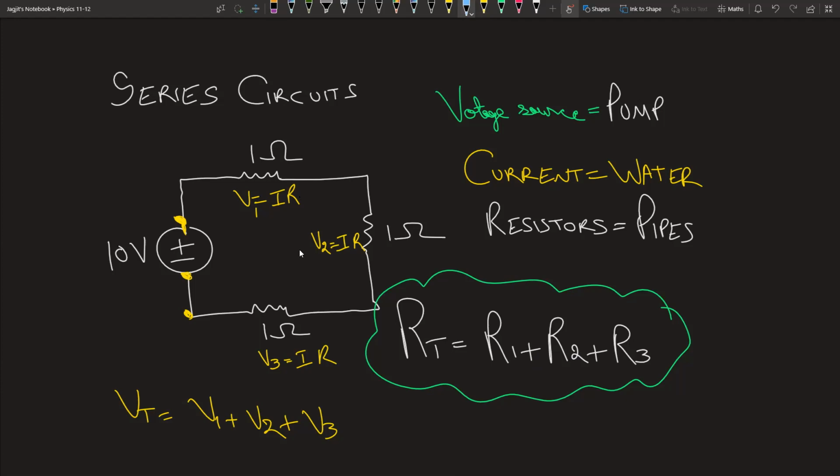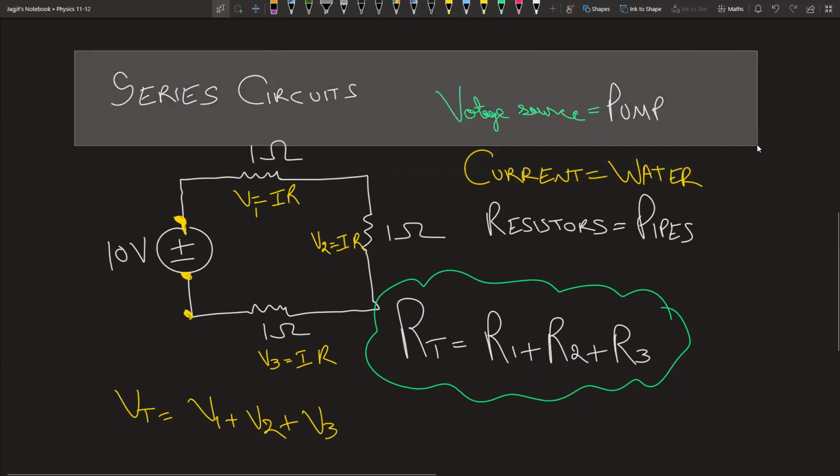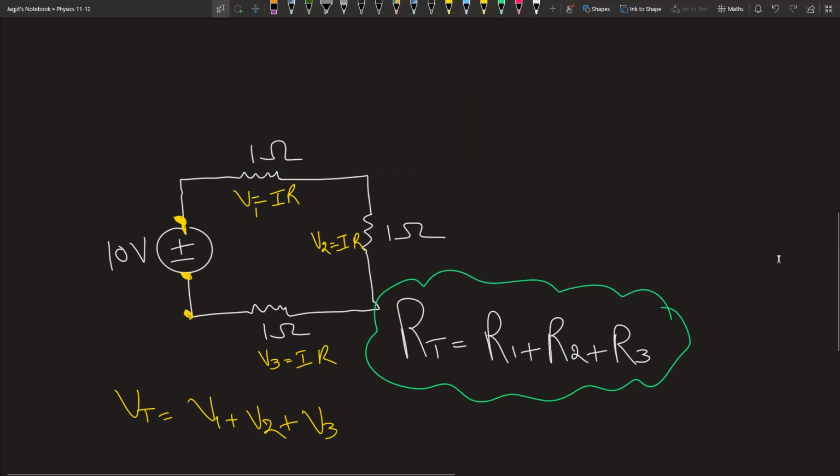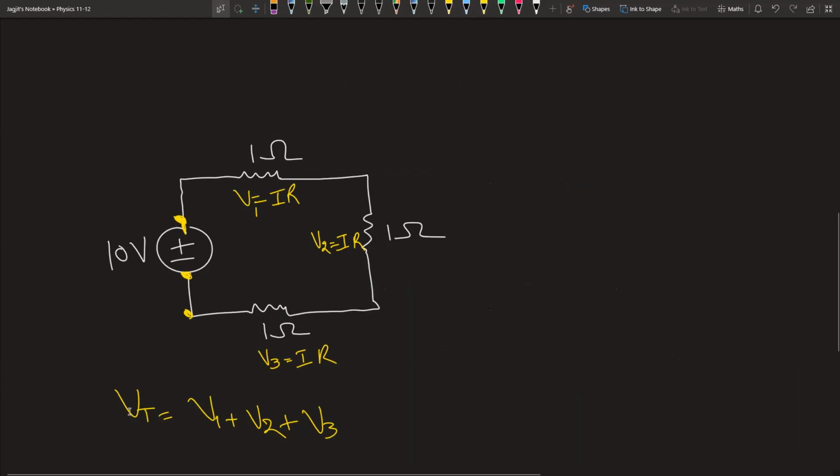Now, we're going to solve this question. We're going to find the current, we're going to find the voltage drops, and we're going to find the power in each of these resistors. So let's do that. I'm just going to clean this up a bit, and then we're going to actually solve this circuit.